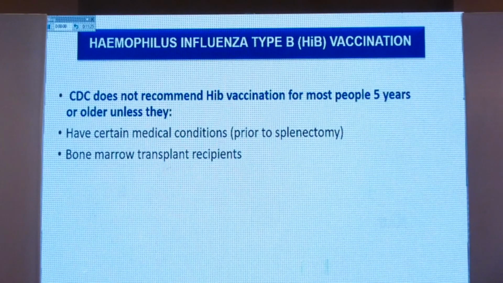And finally, we have the Hib vaccine, which is recommended for adults with certain conditions, like 2 weeks prior to splenectomy or any time afterwards if it is not given prior to that, and for bone marrow transplant recipients. Thank you very much.